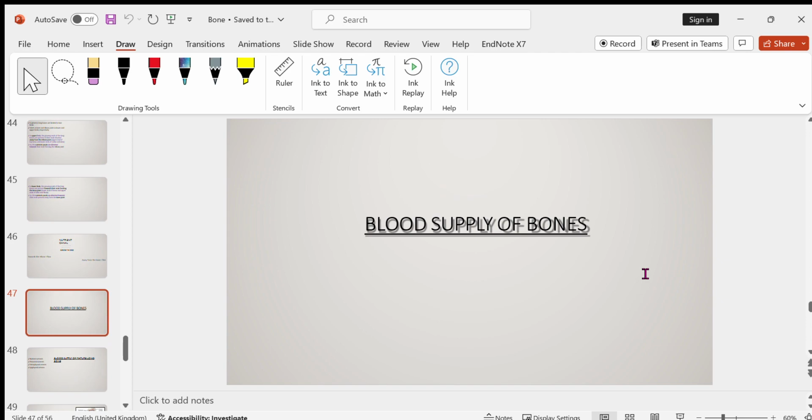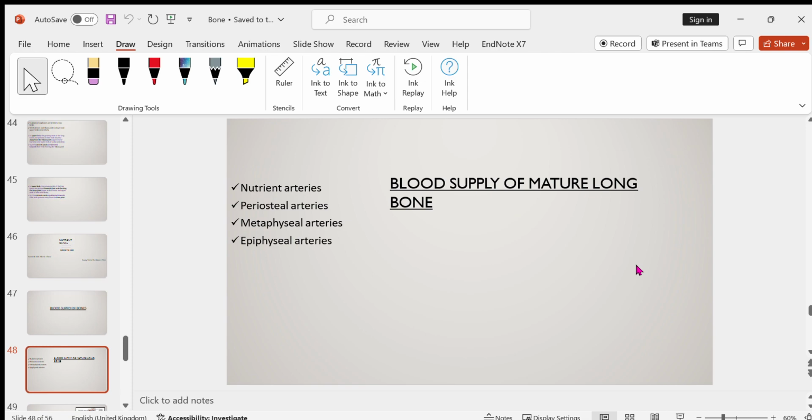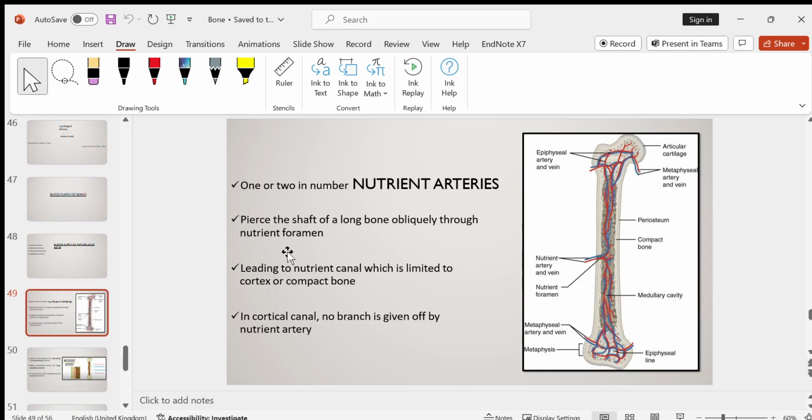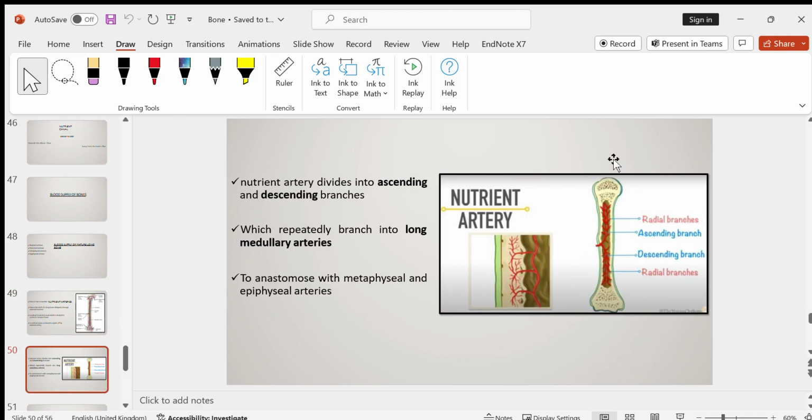Blood supply of bones is very important. A mature long bone is supplied by four arteries. These are the nutrient arteries, the periosteal arteries, the metaphyseal arteries, and the epiphyseal arteries. The nutrient artery is a branch of a major vessel that is supplying that area. The nutrient artery enters through the nutrient canal, enters the medullary cavity, and is divided into ascending and descending cortical and central branches. These branches give off further branches as they reach the metaphysis, and it anastomoses with metaphyseal arteries and the epiphyseal arteries.